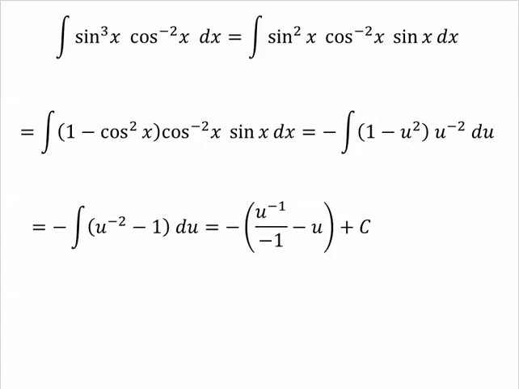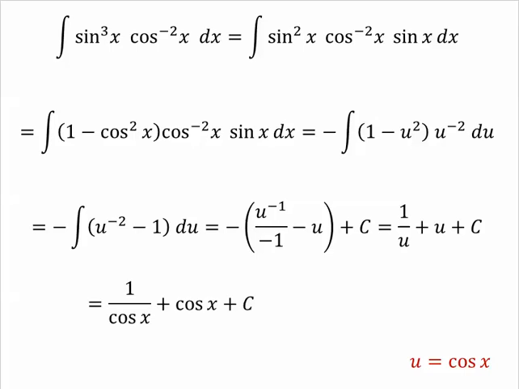So I integrate, and before I substitute back, I would like to simplify this. When I simplify it, notice that all my negatives drop out. And now I substitute back. If you want, you can rewrite 1 over cosine as secant, and if you do, your answer will look like this.